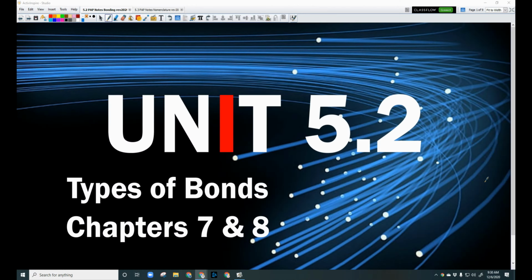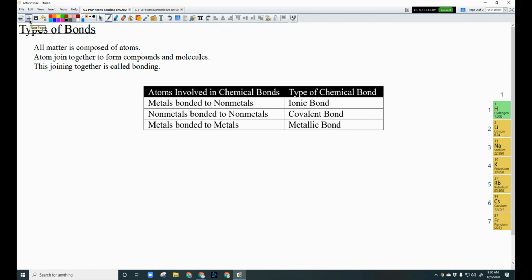Right, welcome back. This is Unit 5.2. In this section, we're going to talk about types of bonds, and this information can be found in chapters 7 and 8 of your textbook. We've talked a little bit about this, but we're going to review that. So, different types of bonds. There are 3 different types of bonds that we're going to need to know for this section.